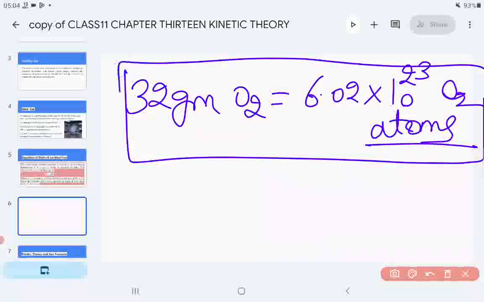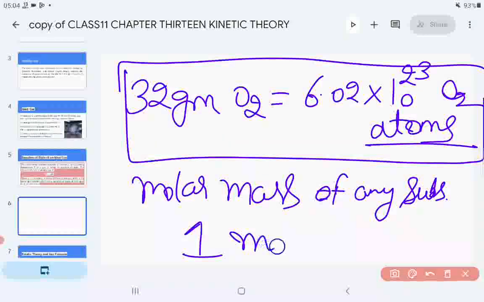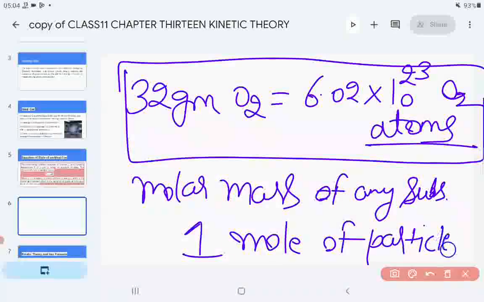So that is the mole concept. Every molar mass of any substance has 1 mole of particles, whether atoms, molecules, or simply particles. It is the mole concept. You have to remember it, and you have to make notes along with me.